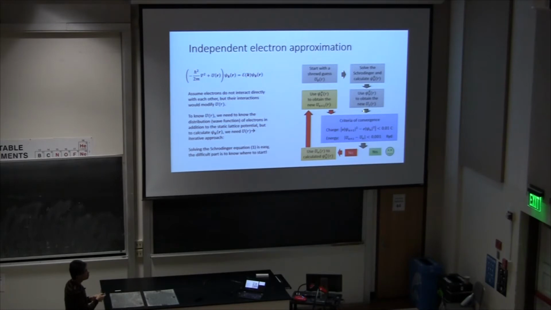And then this becomes your U1. Now U1 contains the periodic potential of the lattice plus the electronic part computed from the previous wave function. You solve the Schrödinger equation. You now have a wave function. You recompute the charge distribution, and then you recompute your potential.